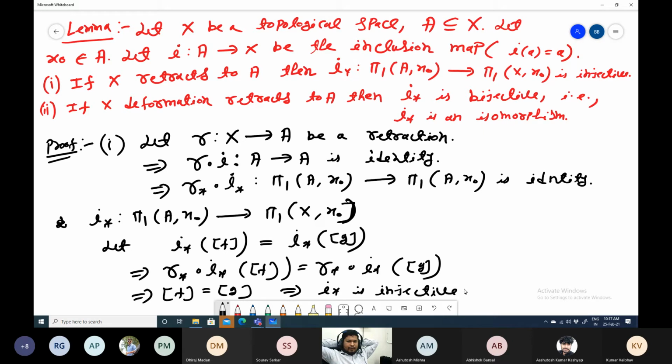Now any problem on this, or is it clear? Yes. Sir, shouldn't the homomorphism induced by the inclusion map always be injective? Like, the inclusion map by itself is always injective.